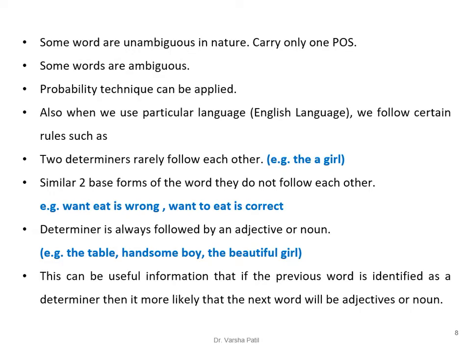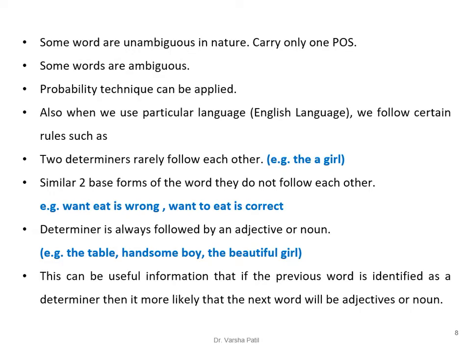When we use a particular language, for example the English language, we follow certain rules. These are very common rules, and generally when we write or speak we follow them. Two determiners rarely follow each other. For example, we never say "the the girl". Similarly, two base forms of a verb do not follow each other. For example, "want eat" is wrong, but "want to eat" is correct. A determiner is always followed by an adjective or noun. For example, the table, handsome boy, the beautiful girl.